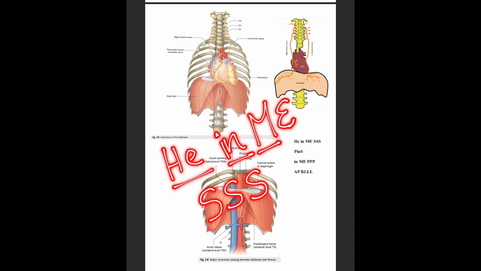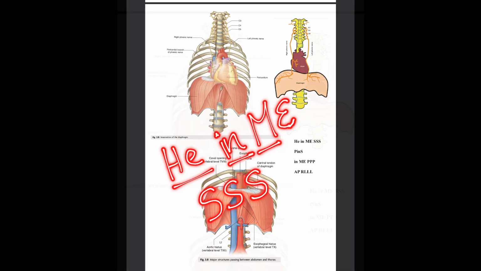Again I repeat, the letters HE stand for hemiazygos vein, and IN stands for intercostal nerves and vessels, lower 5 intercostal nerves and vessels. The letter M stands for musculophrenic artery, and E stands for epigastric vessel, superior epigastric vessel. The S stands for subcostal nerves and vessels, the second S stands for sympathetic chain, and the third S stands for splanchnic nerves, greater, lesser and least splanchnic nerves.